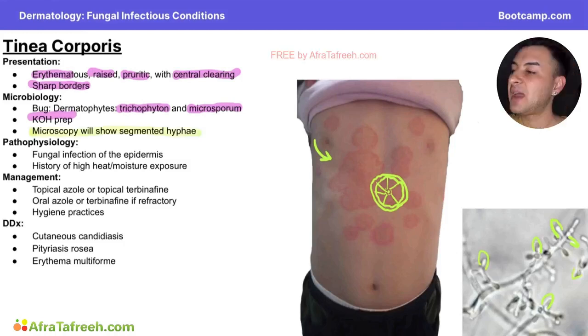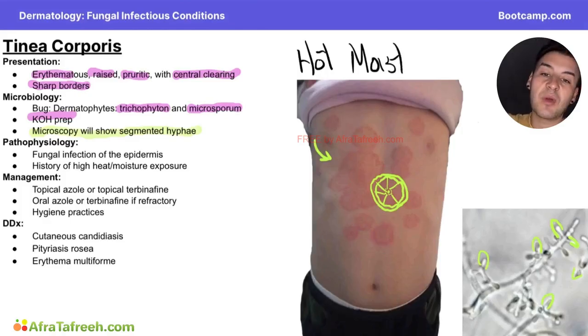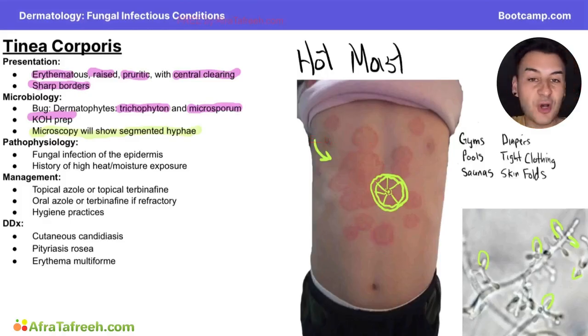Pretty cool microscopy here. And then I want to talk a little bit about the risk factors that you're going to see in a patient who has this disease process. So I'm going to write down 2 important buzzwords for you guys, and that's going to be hot, and the next word, I know everyone hates this word, but moist. So hot and moist environments are where these dermatophyte infections are going to thrive. So gyms, pools, saunas, overlapping skin, diapers, all of these environments are going to be ripe cause for these infections. So I'm going to highlight in orange, history of high heat and moist exposure, because orange to me is like a really warm color.